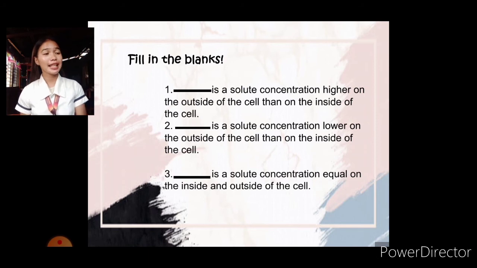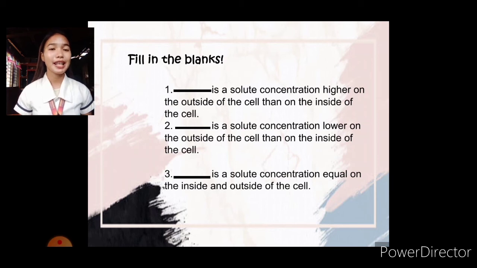For your activity, I want you to fill in the blanks, the necessary answers in each consecutive question, and I will call someone later to cite their answers. I will give you 3 minutes to answer this activity. Okay? You may now start. So time is up, class. Let me now hear your answers.